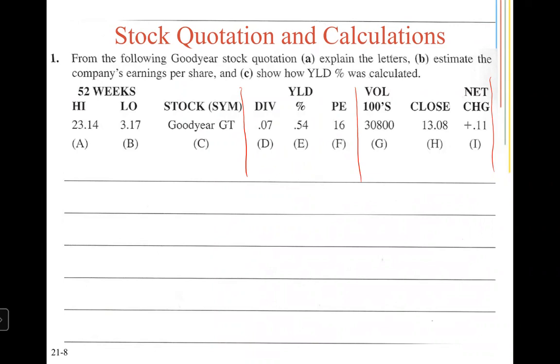That's 0.07. So how much is that in cents? 7 cents. So they paid out dividends of 7 cents. And then what's the next column? That's the yield. And how much is the yield? The yield is 54 cents.